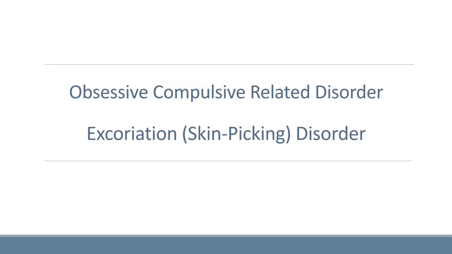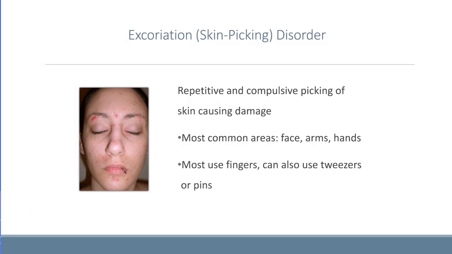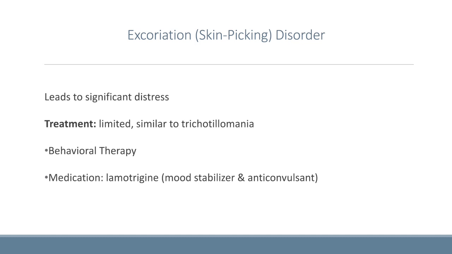Excoriation or skin picking disorder similarly helps relieve some of that anxiety. Repetitive and compulsive picking of the skin that causes damage. Most common areas are the face, arms, and hands. Most people use their fingers, but you may also find that they use tweezers or maybe even pins, and that could be push pins or a needle and thread kind of needle. This leads to significant distress.